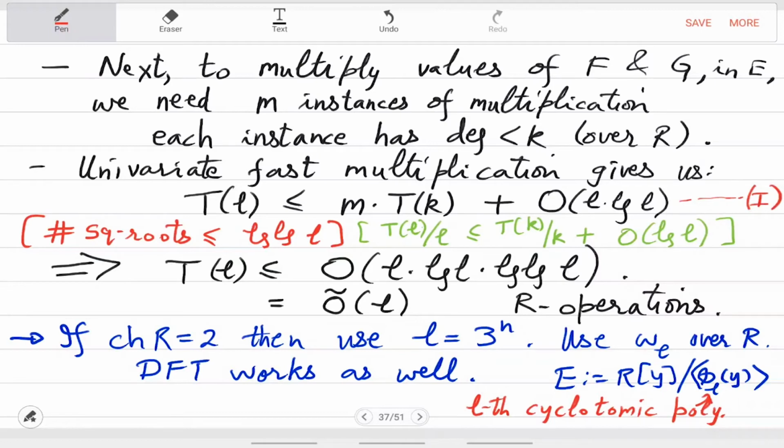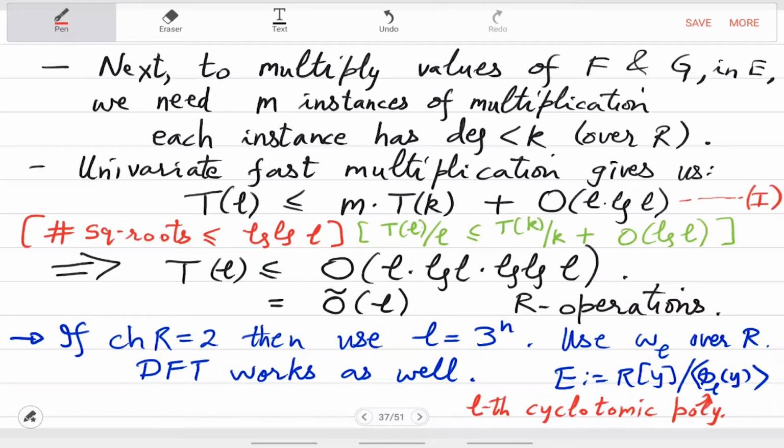that multiplying two L degree polynomials reduces to m instances of k degree polynomial multiplication with the DFT cost of L log L as overhead, and a solution of this is L log L log L.